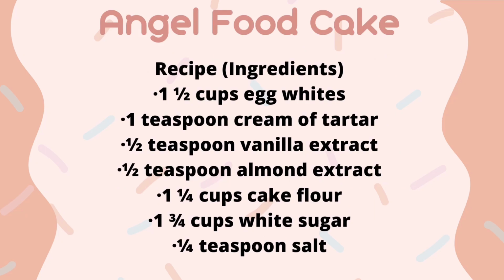So these are the ingredients or recipe of angel food cake. So first is 1 1/2 cups of egg whites, 1 teaspoon cream of tartar, 1/2 teaspoon of vanilla extract, 1/2 teaspoon of almond extract, 1 1/4 cups of cake flour, 1 3/4 cups of white sugar, and lastly is 1/4 teaspoon salt.